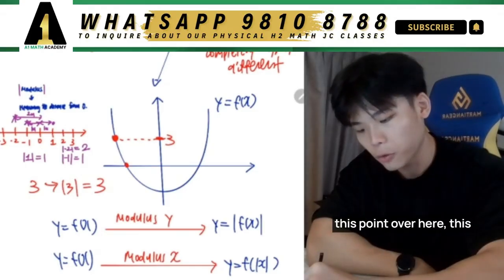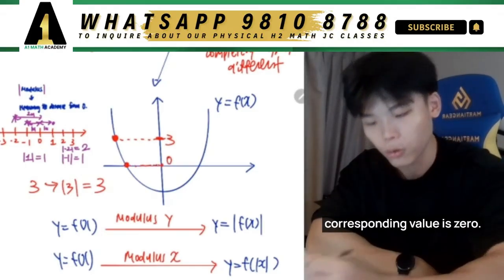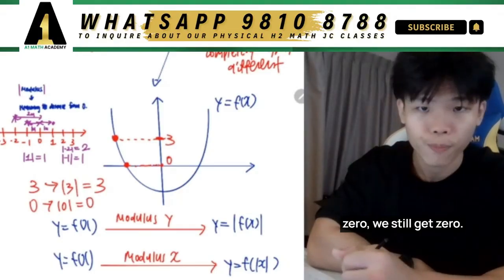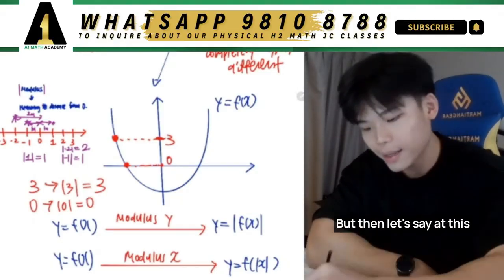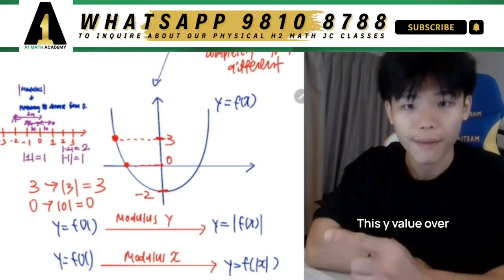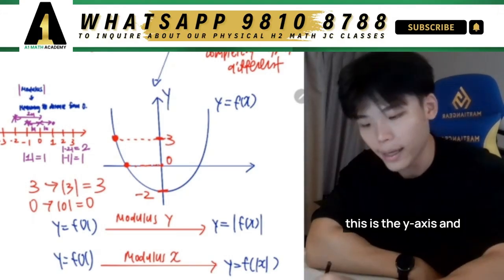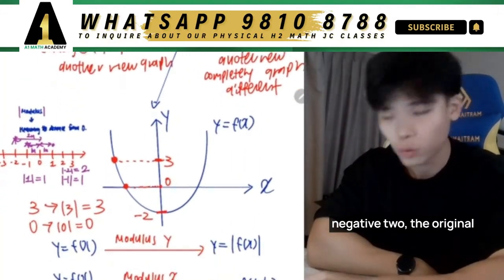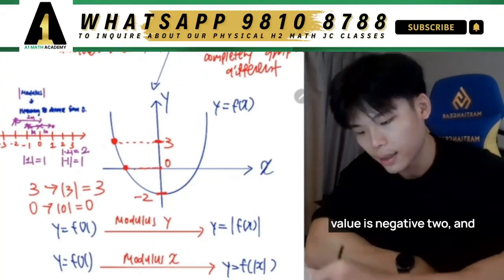And then let's say at this point, the corresponding value is 0. When we have 0 and we modulus 0, we still get 0, so the graph is not affected. But then let's say at this point, the y value is -2. Remember, this is the y-axis and this is the x-axis. So for a y value to be -2, the original value is -2.